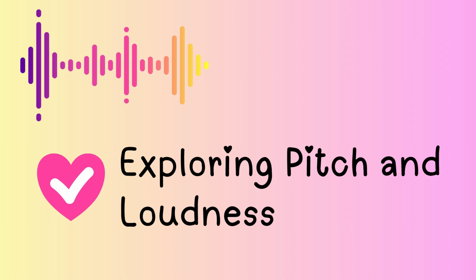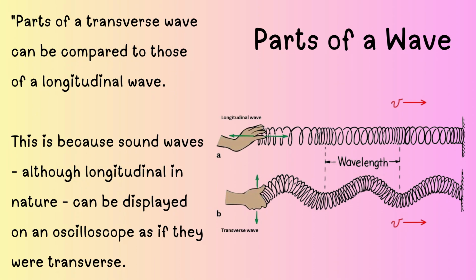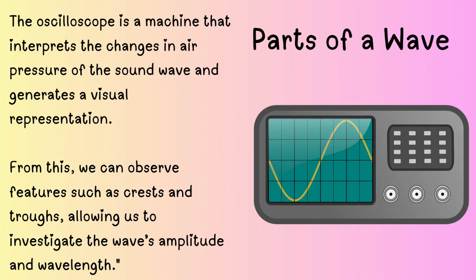Exploring pitch and loudness. Parts of a transverse wave can be compared to those of a longitudinal wave. This is because sound waves, although longitudinal in nature, can be displayed on an oscilloscope as if they were transverse. The oscilloscope is a machine that interprets the changes in air pressure of the sound wave and generates a visual representation. From this, we can observe features such as crests and troughs, allowing us to investigate the wave's amplitude and wavelength.